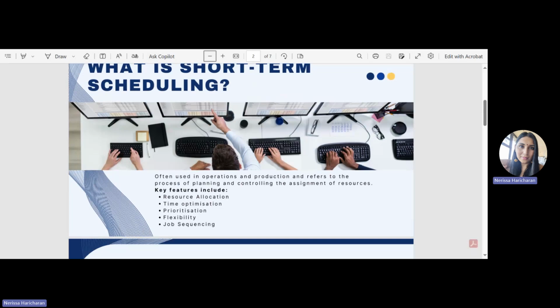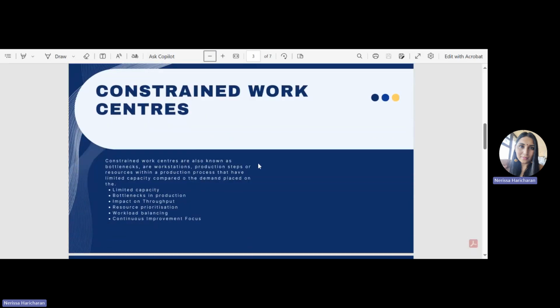And then the last one is job sequencing. You want to firstly determine the order in which your jobs would be processed, whether it's a first come, first serve basis, whether it is the smallest or the shortest job first, or whether it is the priority job first. You need to decide what your sequence is, and then you run your production and your schedule based on that sequence. Okay. So that's basically your short-term scheduling in a nutshell.